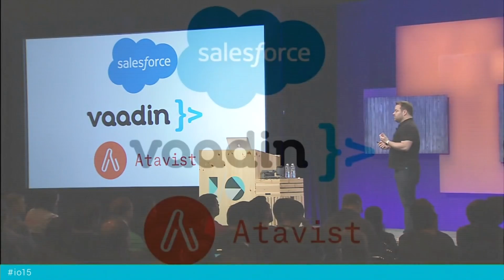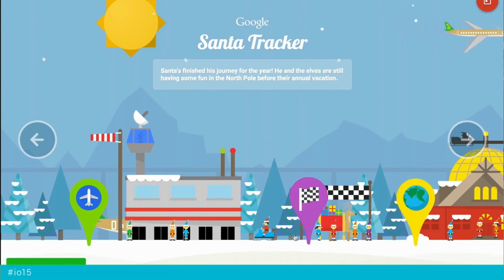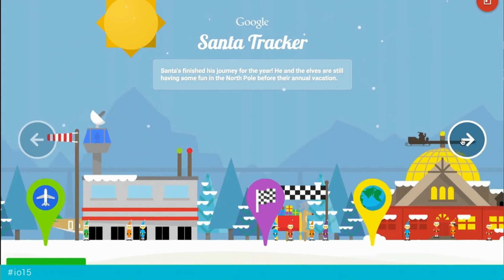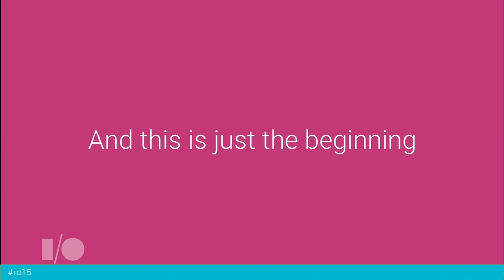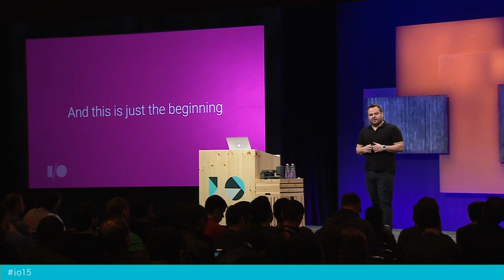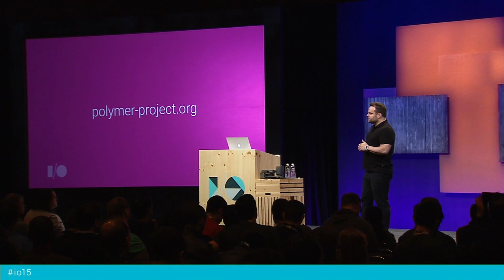Third parties are using Polymer in production today, like Salesforce, Atavist, and Vaadin. The Santa Tracker and I/O Web App are offline enabled and totally awesome. And Polymer Starter Kit can get you started today. And this is just the beginning, so we've got a lot more features coming at a rapid pace, ones we had to leave on the cutting room floor for 1.0, as well as more product lines and elements. For the very latest and to learn more, go to polymerproject.org or our Slack channel where you can talk to the team itself. And we're almost out of time, but we've got so much more to show that we almost need our own conference just for Polymer and the web.